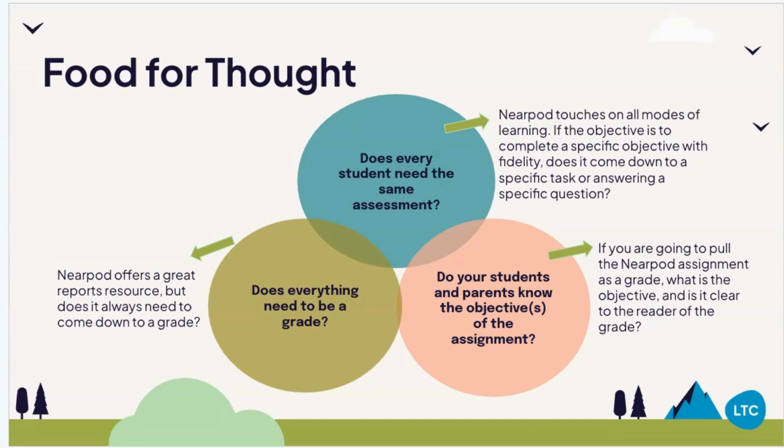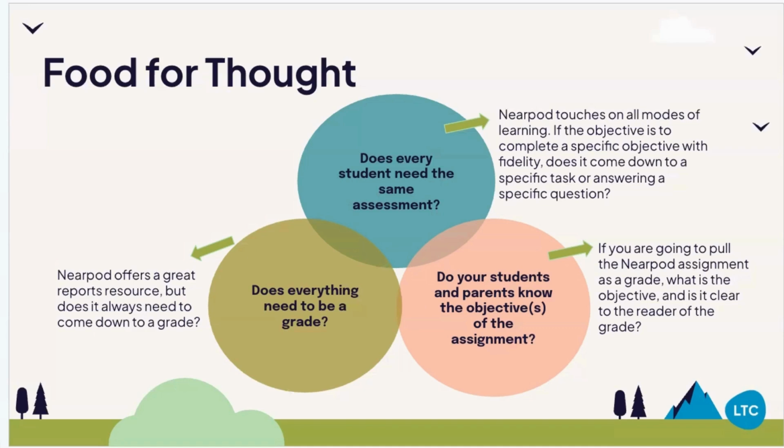Do your students and parents know the objective of the assignment, or objectives, because we can't have more than one at a time, even though they should be separated? If you're going to pull the Nearpod assignment as a grade, and it's going to show up in your gradebook, do your students know what they're supposed to be achieving? Do they know it's going to be a grade? And if your parents look at that, are you labeling it in a way that they're able to understand what was being assessed? Let's go back to that make 10. I was assessing whether or not the student can make 10. And this is what they got.